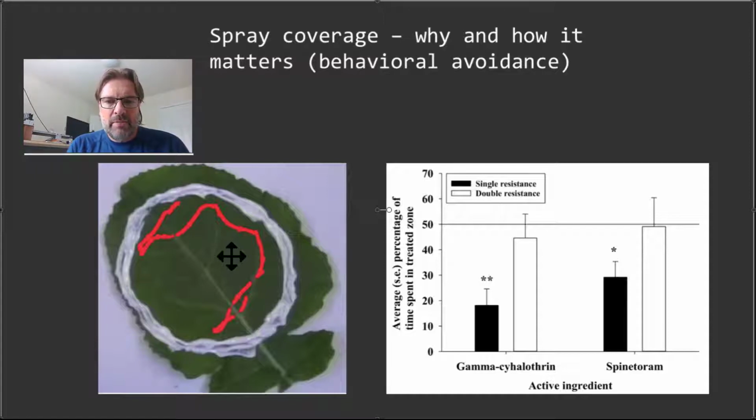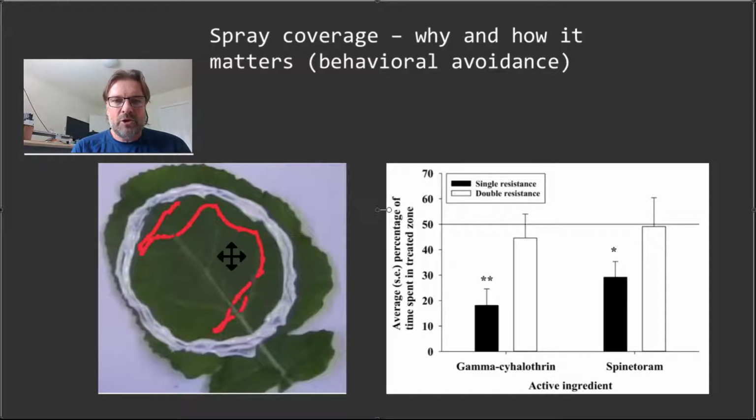And then we measured how much time each of the larvae stayed in those 2 zones, whether it was the treated or the untreated zone. If they spent an equal amount of time in the 2 zones, we would have what is illustrated with the horizontal line there, which would be 50%. But what you can see is that for both chemicals, the diamondback moth strain that was most susceptible to both chemicals spent only about 20 or 30% of the time on the treated surface. So they spent disproportionately more time on the untreated surfaces, clearly showing that the larvae also shied away from the chemicals.